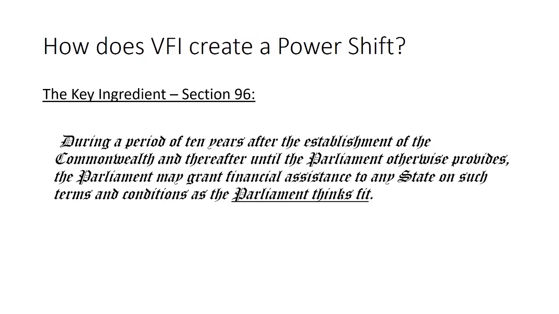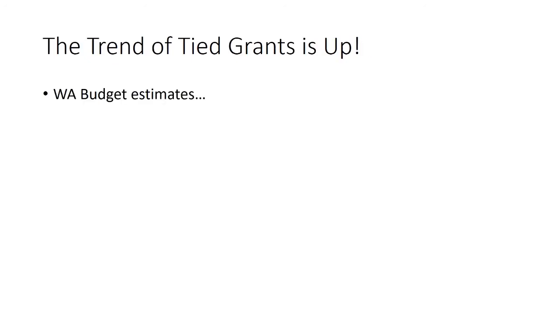So, Section 96 needs to be known. And this is that grants of money can be given from the federal government to the state governments on such terms and conditions as the Parliament thinks fit, which means they can attach conditions to the offer of money. Here, have this bag of money, but we want you to do something for it. And that's been the key vehicle to help the federal government interfere with areas of residual power. Okay, so tied grants have become increasingly used since the days of Whitlam.